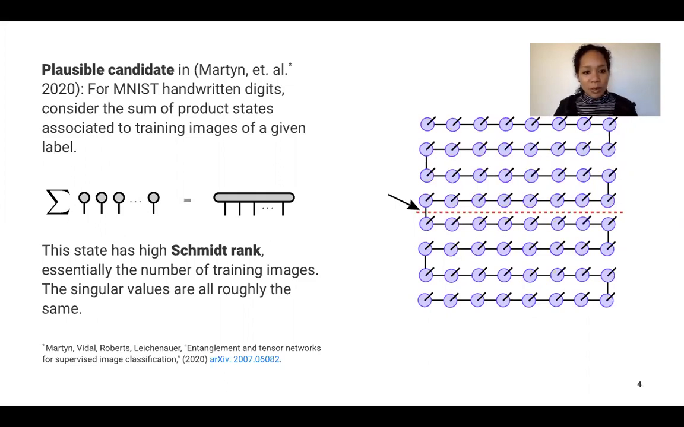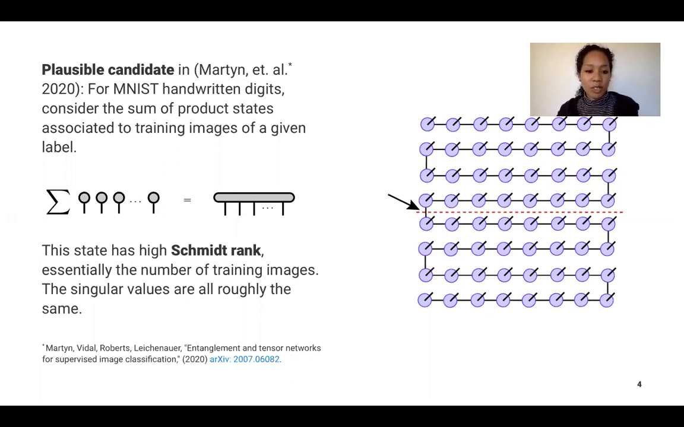Well, one plausible candidate is to consider the sum of product states associated to training images of a given label. So, product states being obtained by applying a local feature map to pixels in an image, and then taking the sum of these feature maps over all images in your training set. So, maybe this is the thing being learned during training.